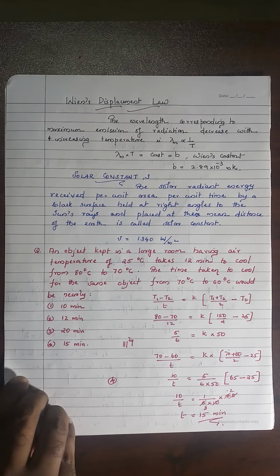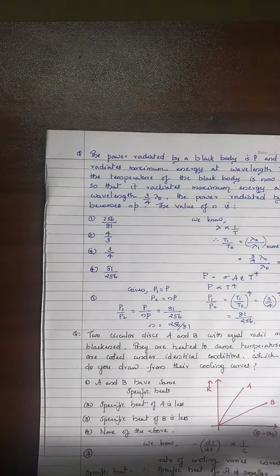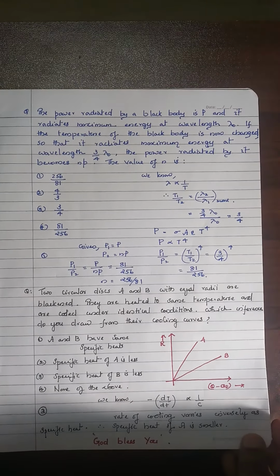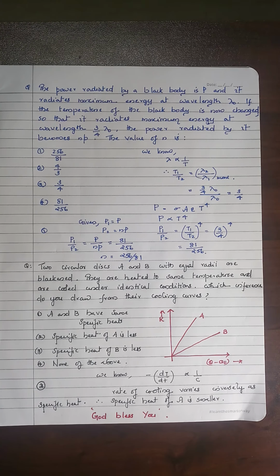And we can move to the next question. See, the power radiated by a black body is P, and it radiates maximum energy at wavelength lambda 0. If the temperature of the black body is now changed so that it radiates maximum energy at the wavelength 3 by 4 lambda 0, the power radiated becomes nP. The value of n is?